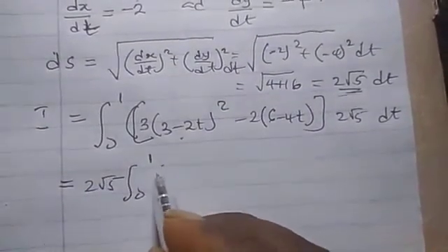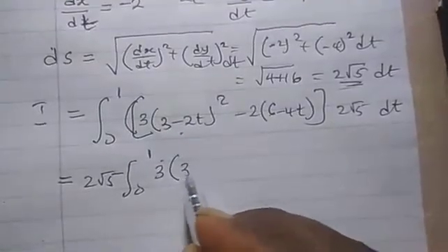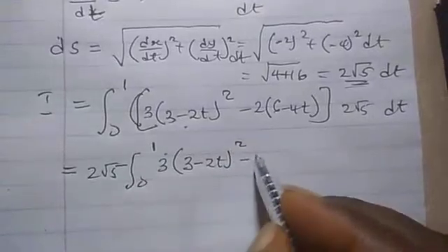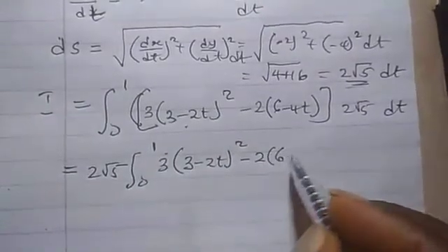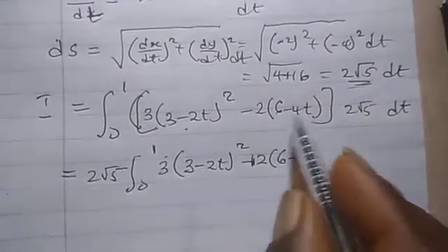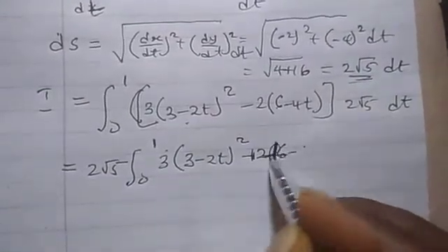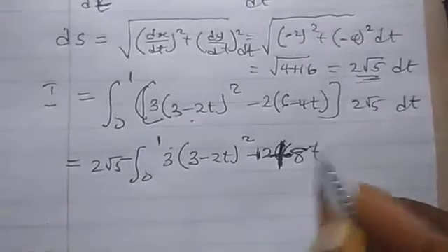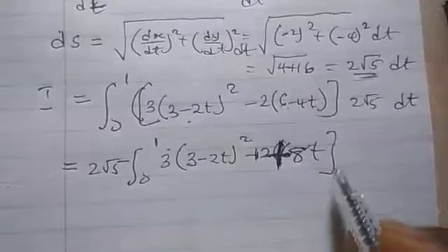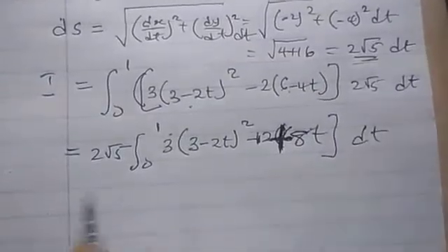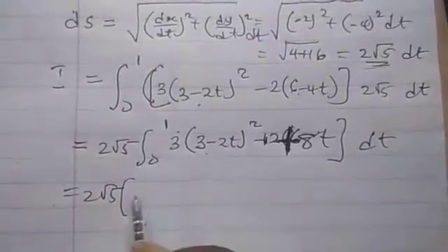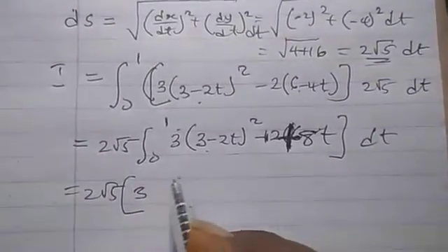So what we are going to have left there is 3 into 3 minus 2t squared minus 2 into 6. If you expand this, that should give me 12. And this one should give me plus 8t. If you expand it, dt. This is 2 root 5. Now we are to integrate this. You should learn how to do that.